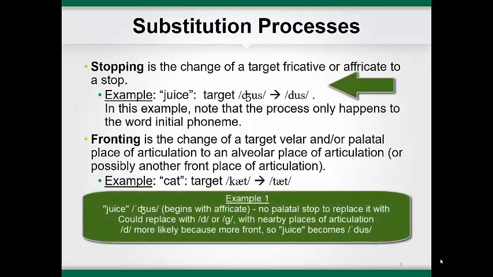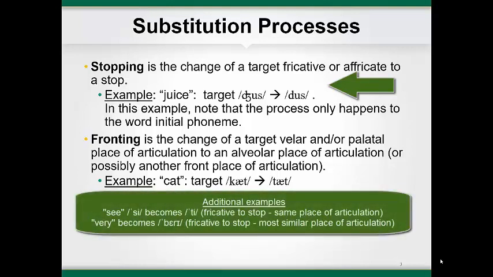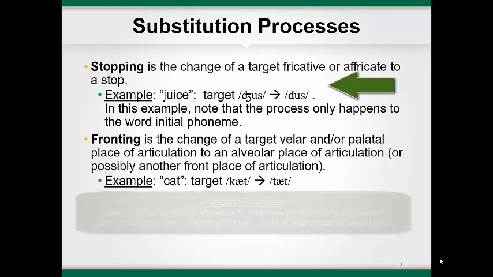So, if a child produced the word juice as deuce, we could identify the phonological process applied as stopping because juice begins with an affricate, j, which was replaced by the stop that is most similar in place of articulation to the place of articulation of j, in this case d. Note that j and d are both voiced as well. Other examples of stopping might be the production of see as tea, or the production of very as berry.